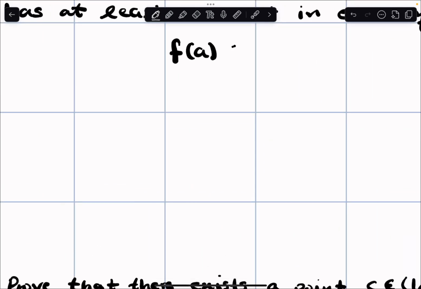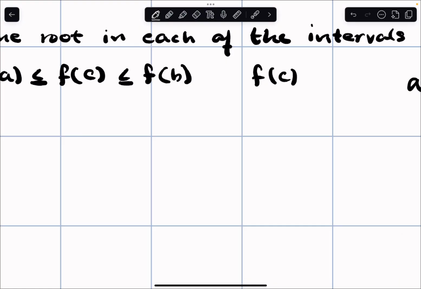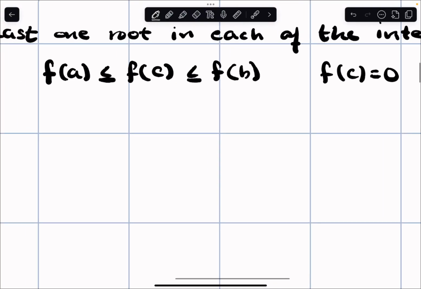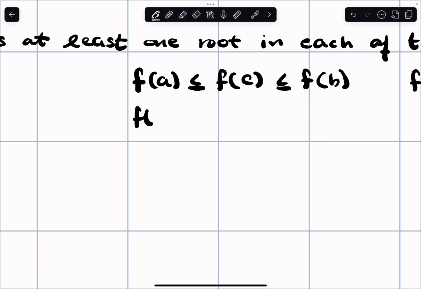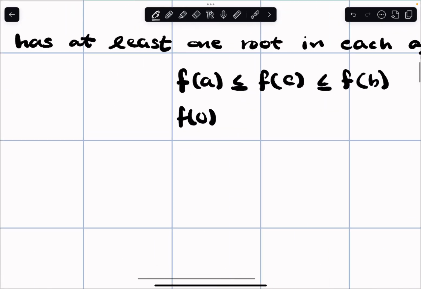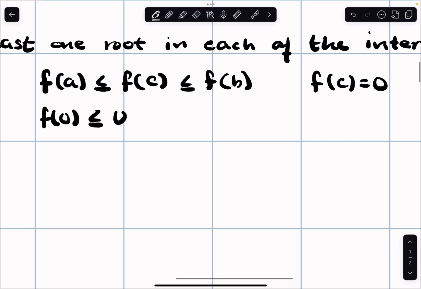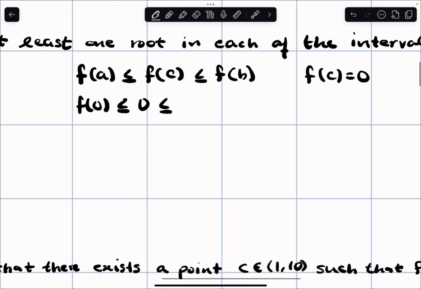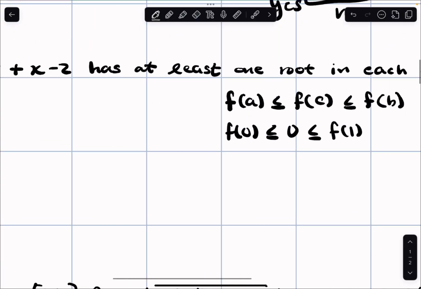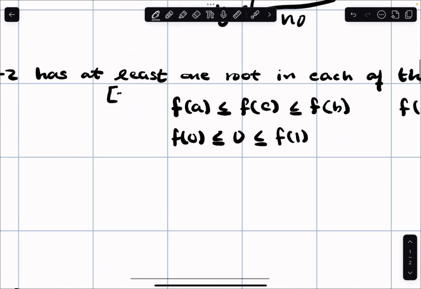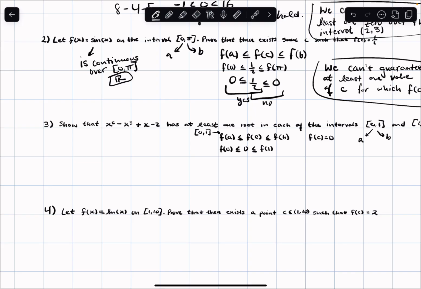Well, let's figure it out first. It's going to be f of A and f of C. And remember, we want it to be a 0, and in order for it to be a 0, f of C must be equal to 0. So we're going to have f of A, where we find A to be 0 here, less than or equal to f of C, which is going to be 0, and then B is going to be f of 1. So let's plug this in. I think we should also label what intervals we're using for the sake of cleanliness. So we'll say this is 0, comma 1 here. There. Okay, and then we'll plug in.